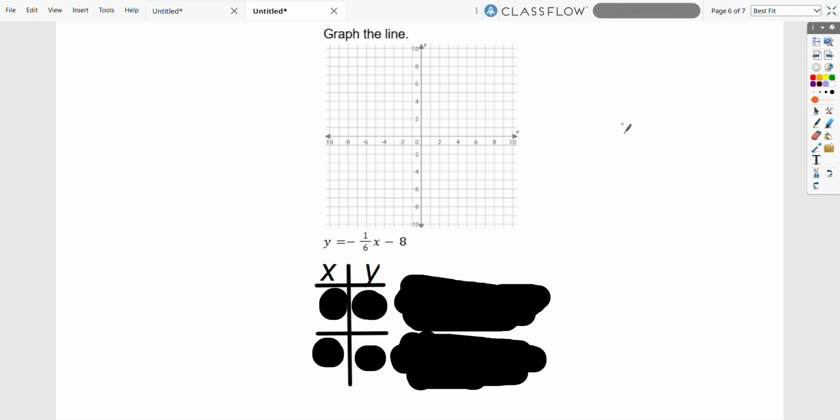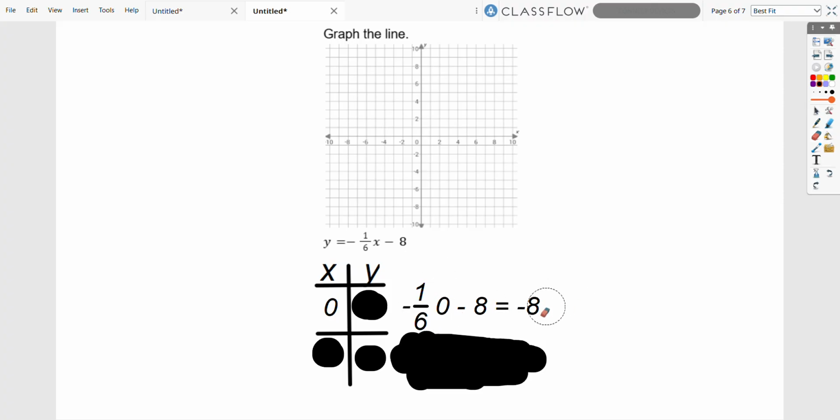Now we have y equals negative 1 over 6x minus 8. Once again, the process is still the same. An equation is simply a collection of points. So we plug in 0. When we plug in that number 0, we get negative 8, right? So we have 0 down to negative 8. There's our first point.